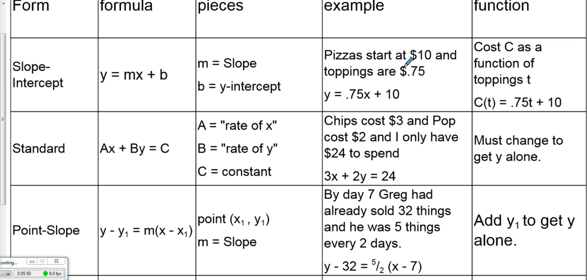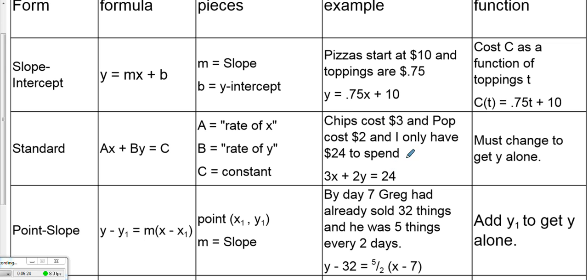So again, looking at an example, if chips cost $3 and pop costs $2, and I only have $24 to spend, and I'm trying to figure out how many chips or how many pops I can buy, well, I would say it's 3 times the number of chips plus 2 times the number of pops must come out to exactly 24. So again, it might look something like this, where ax plus by equals c.